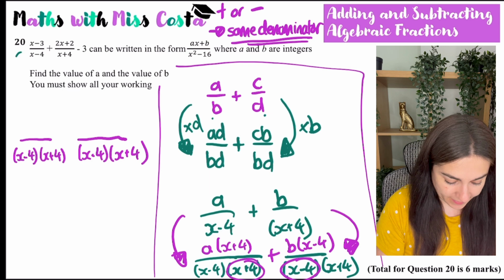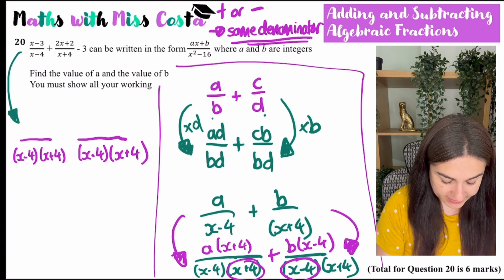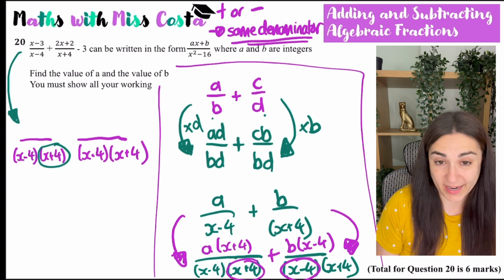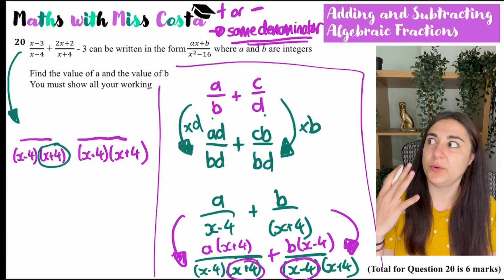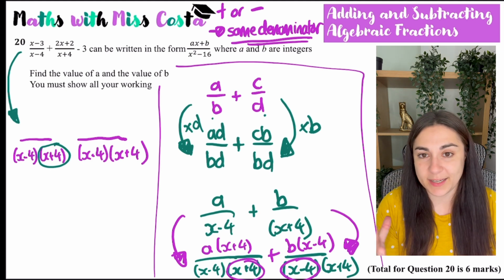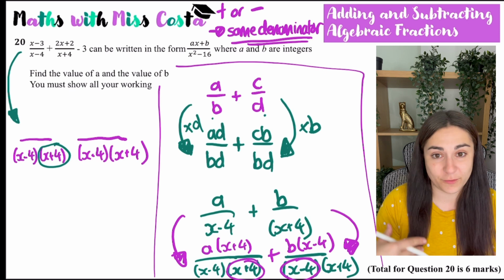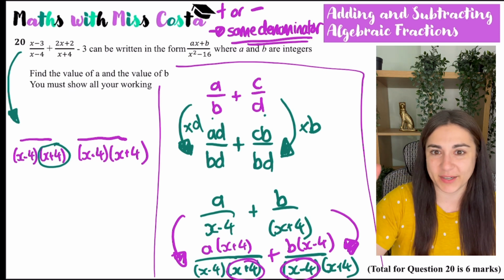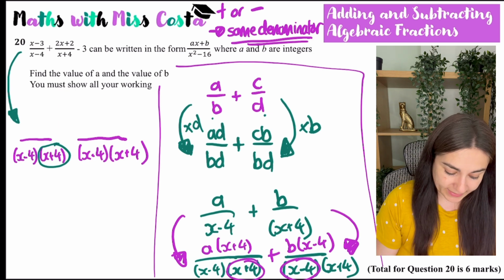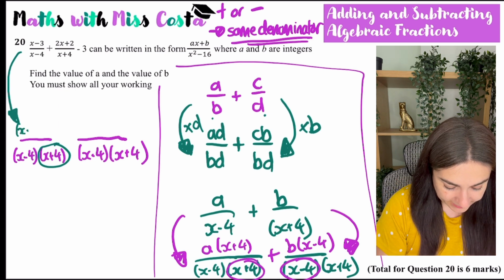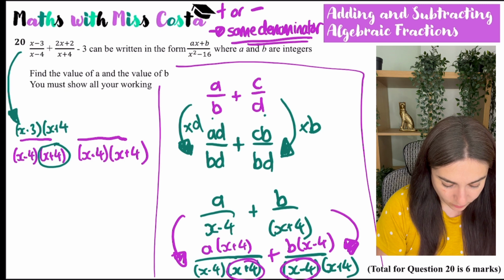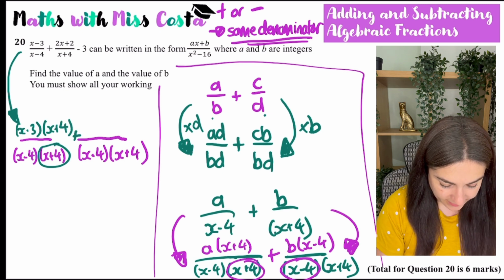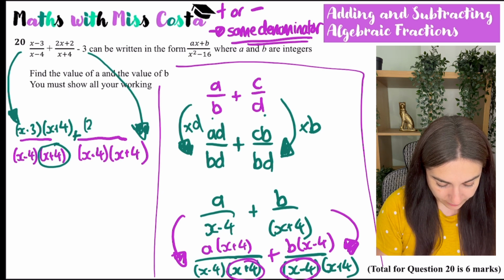So using that method, what have I multiplied this fraction by to get to this denominator? I've multiplied by x plus 4. So whenever you are changing a fraction, in order to keep it in the same proportion, whatever you've multiplied the denominator by, you need to multiply the numerator by the same thing, otherwise you change the value of the fraction. So that's why I'm doing this. That would become x minus 3, x plus 4, plus, and then this fraction here I have multiplied by x minus 4, so that would be 2x plus 2, x minus 4.